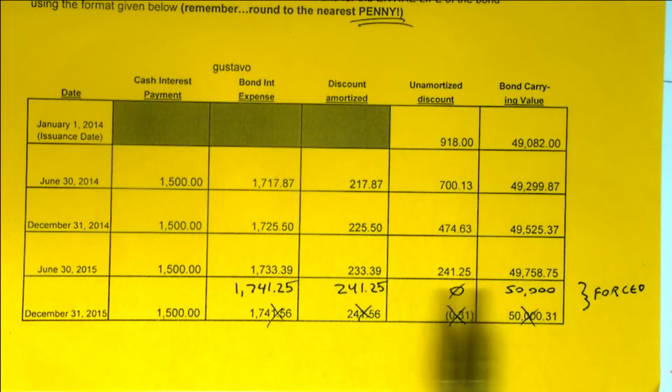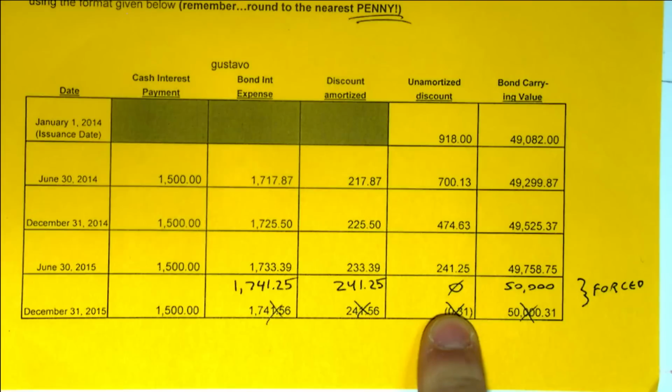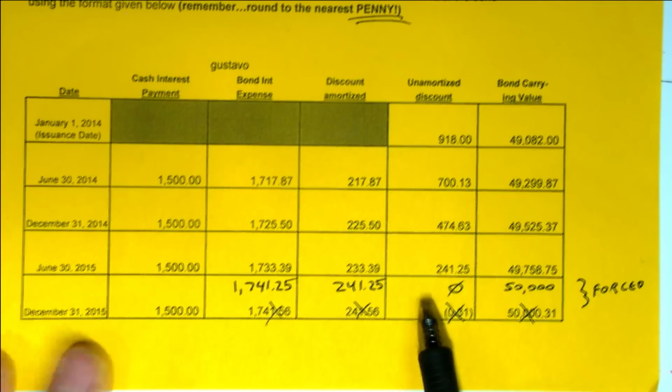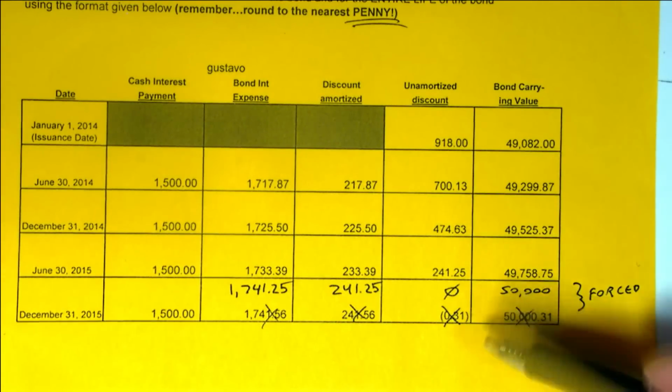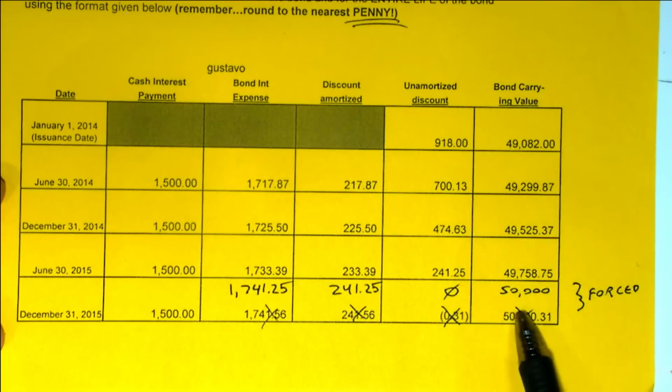this row is usually forced, okay? So what you might have done is gone through this and got a slight number there, like a $2 or $3 or something. That's just a rounding issue, okay? Because we didn't go out to the 8 decimal places. But at the maturity date, the unamortized discount should be 0. Thus, the bond carrying value should be par value, whatever par value is. In this case, it's $50,000.